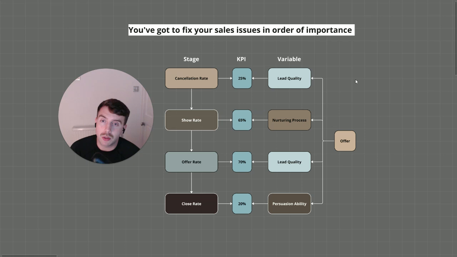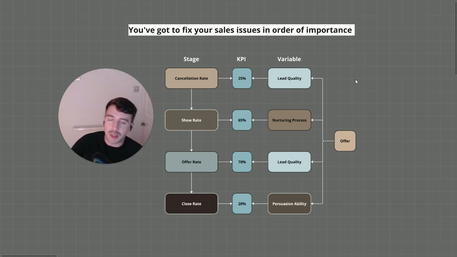So the first thing you need to be focused on is the stage of the process that is the furthest from the KPI. This is how you solve them in order of importance. You pick the one that is furthest from KPI.